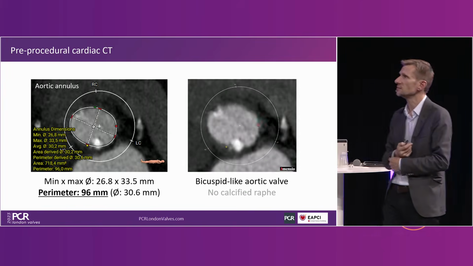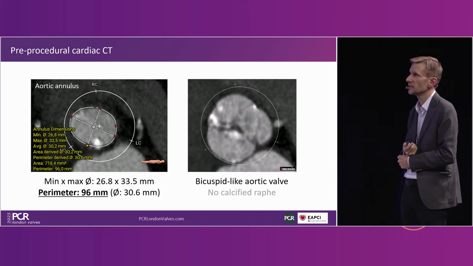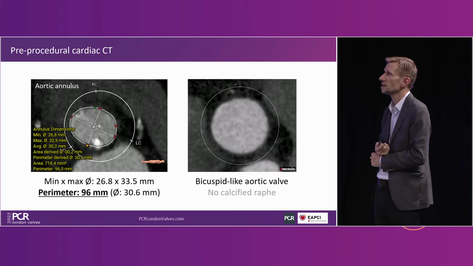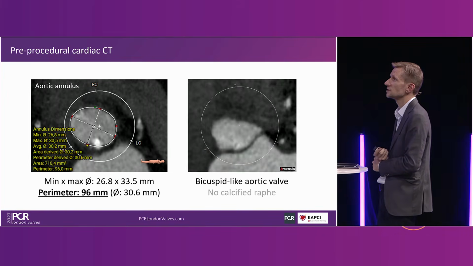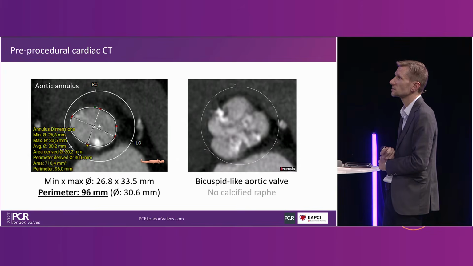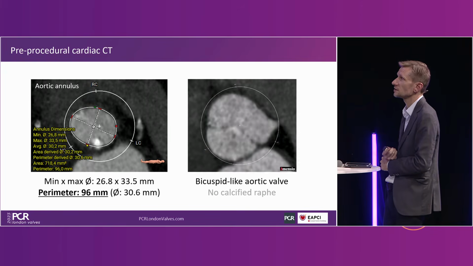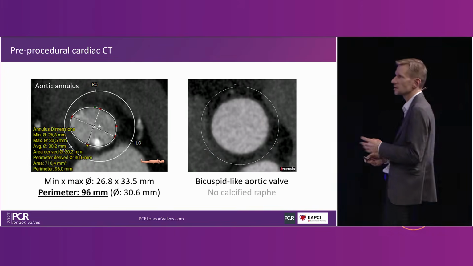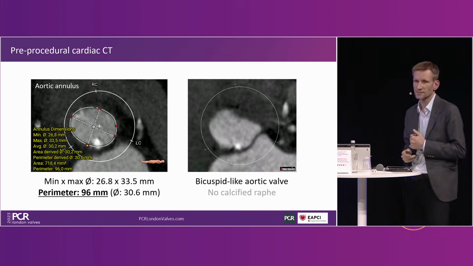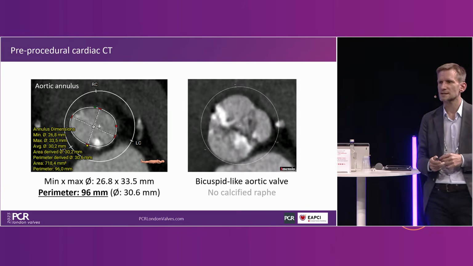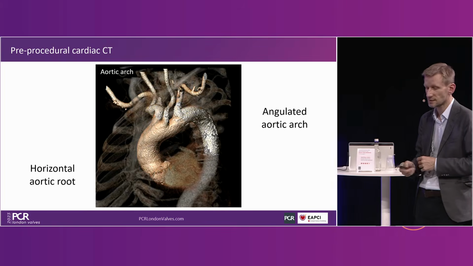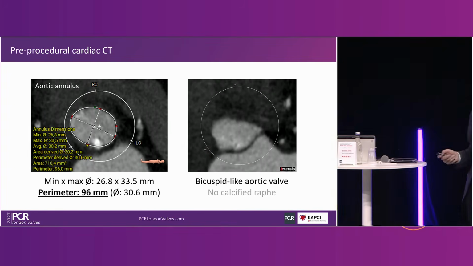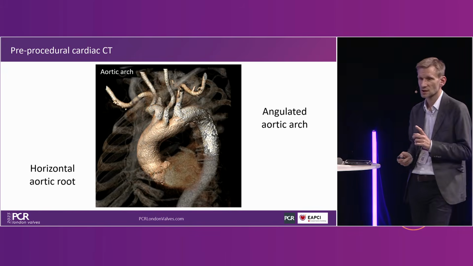So this is the CT. You see first a large anatomy, perimeter 96, maximum diameter of 33.5, perimeter-derived mean 30.6. You see bicuspid-like, I say bicuspid-like, I'm careful, it's not bicuspid, but the sinuses are a bit asymmetrical. Personally, I think it's tricuspid, but it has a more asymmetrical aspect. And we have that calcification, you see also a calcification at the annulus, which doesn't make this case easy, but that's not even the worst. The worst has to come.